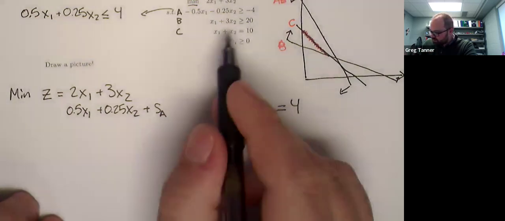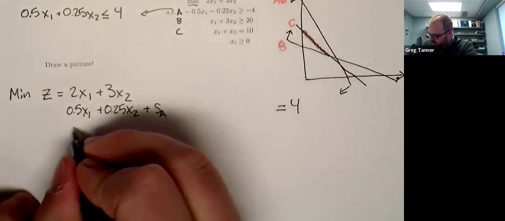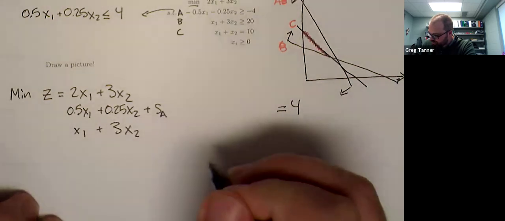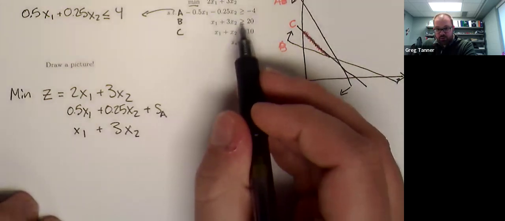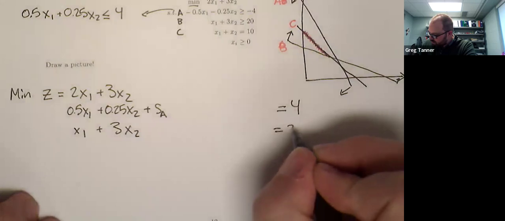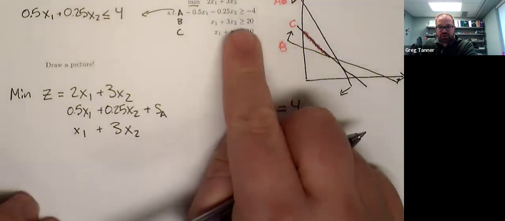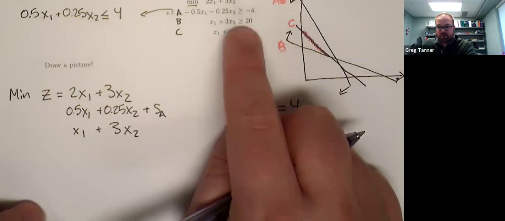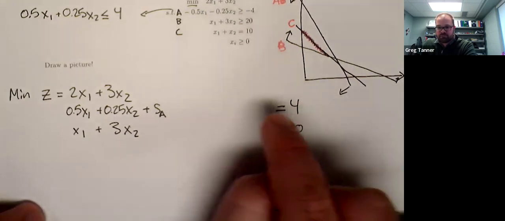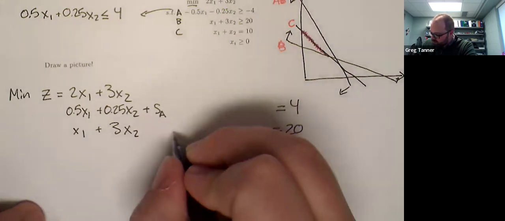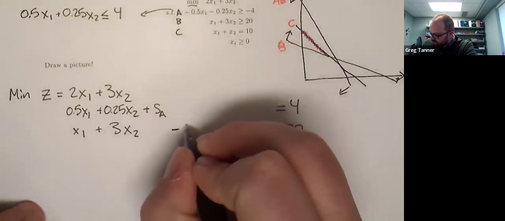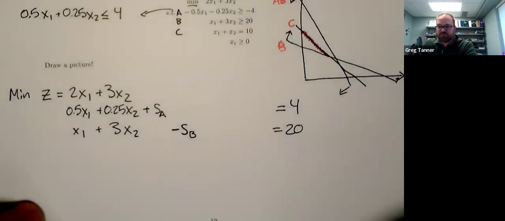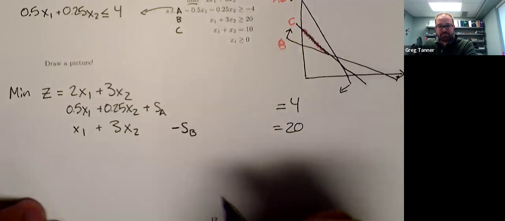Okay, now let's look at B. So that's going to be 1x1 plus 3x2, and then we've got a greater than or equal to 20. So I said earlier, if we want to change a greater than or equal to into an equal to, so turn it into augmented form, we need to subtract a slack variable, or subtract a surplus variable. So we're going to subtract SB.